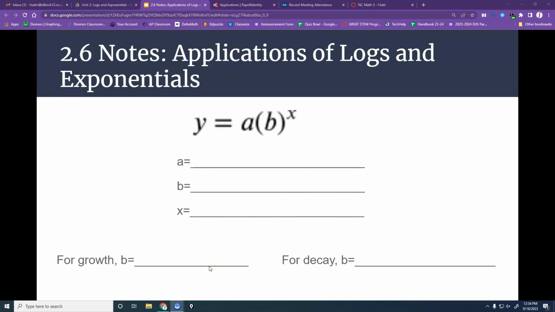So, exponential growth and decay is what we're going to talk about here. And here's my pen.